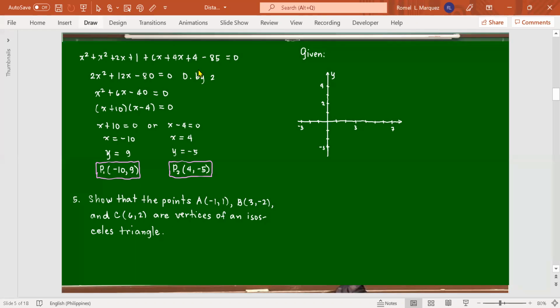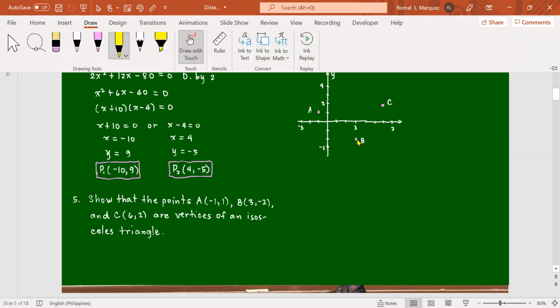So plotting the points, we have -1, 1. Okay? What about B? 3, -2. Then we have 6, 2. Am I correct, guys? Yes, sir. Okay. So let's label them. So this is point A, point B, and then point C. Let's connect to form a triangle.